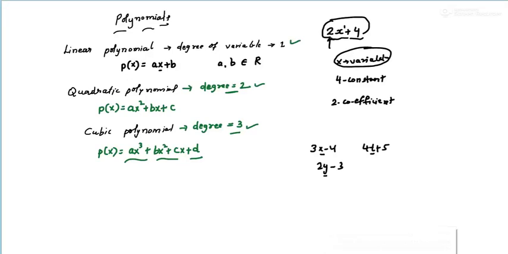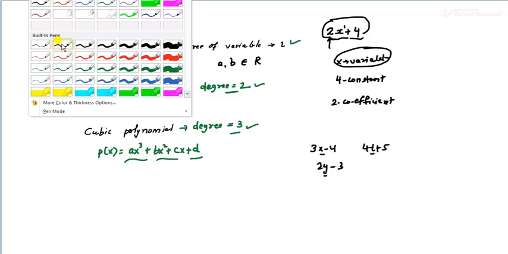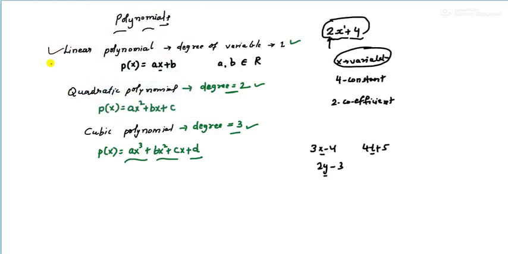Quadratic and cubic, correct? So how many zeros are there in a linear polynomial? Yes, only one zero. In a quadratic polynomial, 2. And in cubic, yeah, it's 3. Good.